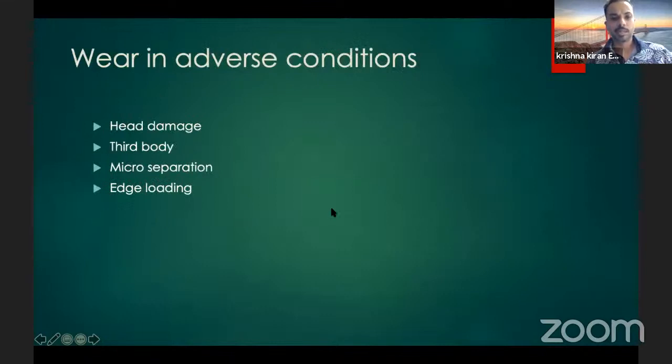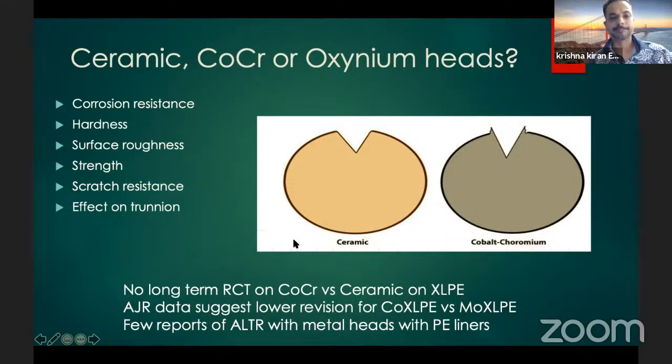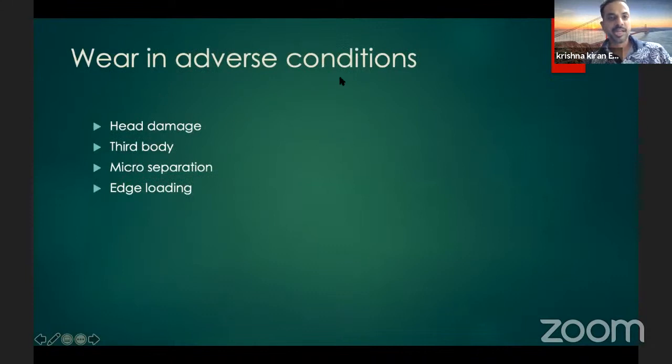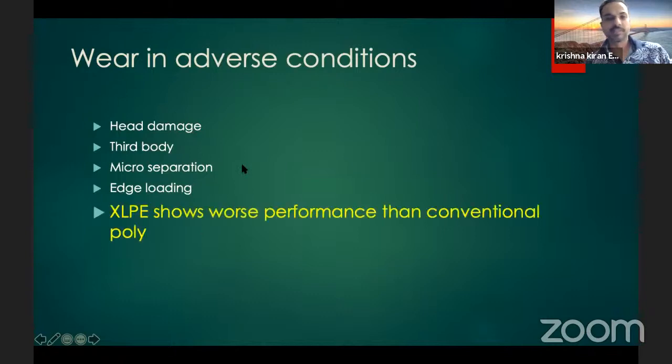And although there are no long-term RCT data on CoCr versus ceramic on XLPE, the inherent properties of ceramic, which make it more wettable, less prone to surface scratching, and give it a higher corrosion resistance as compared to cobalt chrome, indicate that ceramic probably, or a ceramicized metal like oxinium, should be the bearing of choice along with a highly cross-linked polyethylene. Adverse conditions must be borne in mind, where there is head damage, third body, micro separation and edge loading, because inside the normal hip, the conditions are not always favorable.